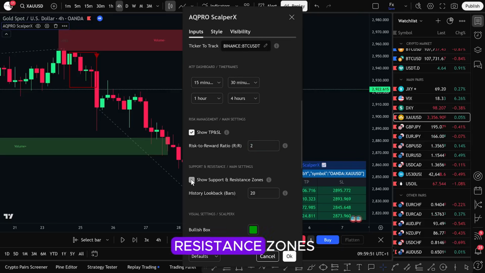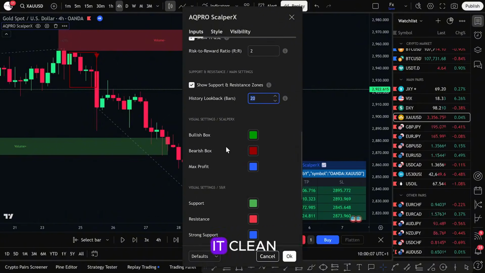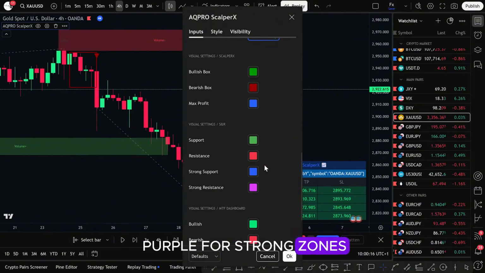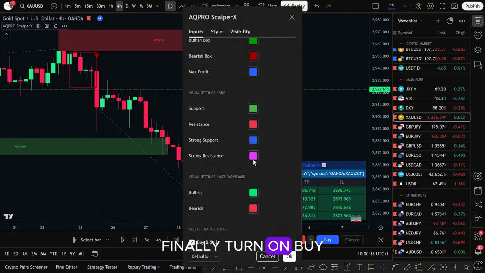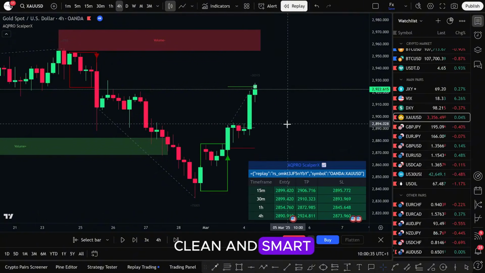Switch on Support and Resistance Zones with a look back of 20 bars for key levels. In Visual Settings, keep it clean. Green for bullish, red for bearish, blue for profit, and purple for strong zones. Finally, turn on Buy and Sell alerts to catch every signal as it happens. That's it. ScalperX is now set to trade fast, clean, and smart.